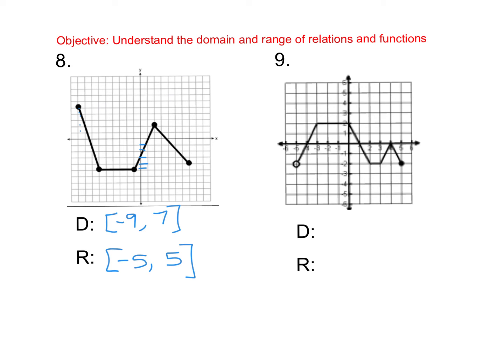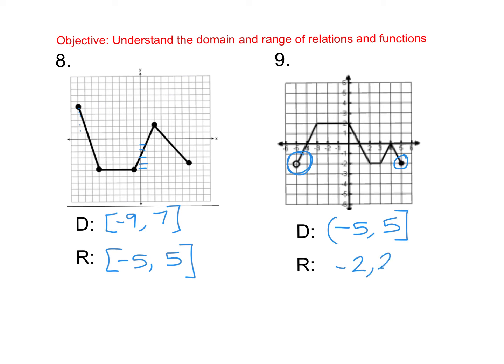Okay, so now this one, notice we have an open circle. So farthest left is -5, but it's an open circle, so I'm going to put a parentheses. And then farthest right is 5 also, but that one's a closed circle, so I'm going to put a bracket. So you can have one of each on each side. All right, what's the lowest point on this graph?